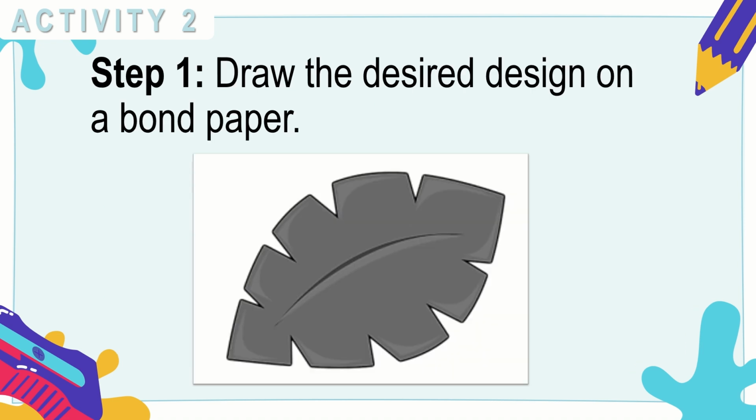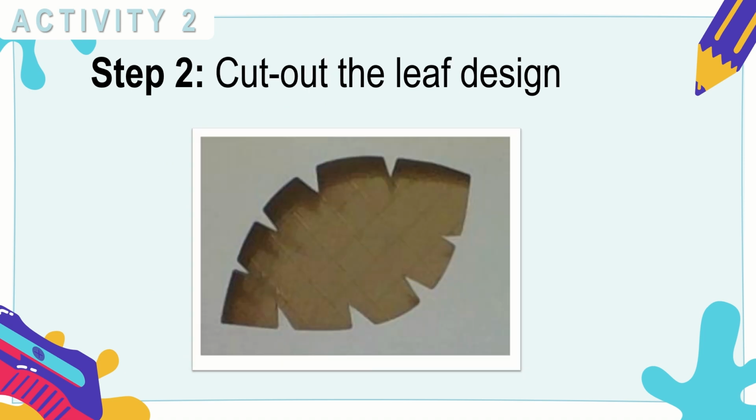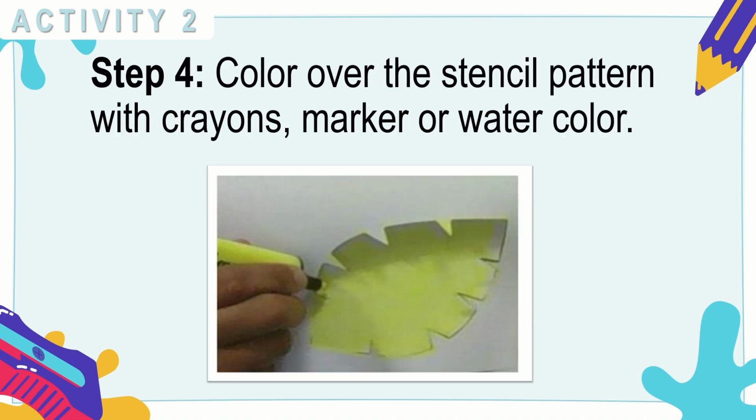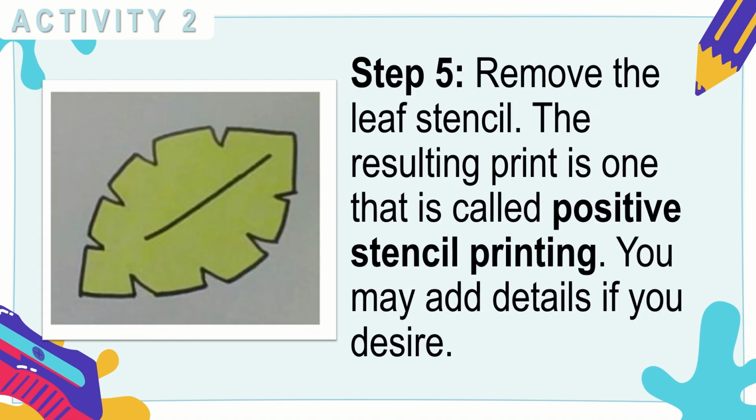Step number 1. Draw the desired design on a bond paper. Step number 2. Cut out the leaf design. Step 3. Place the cut-out leaf over a new piece of bond paper. Step 4. Color over the stencil pattern with crayons, marker, or watercolor. Number 5. Remove the leaf stencil. The resulting print is one that is called positive stencil printing. You may add details if you desire.